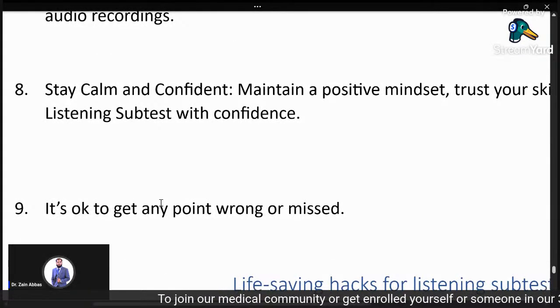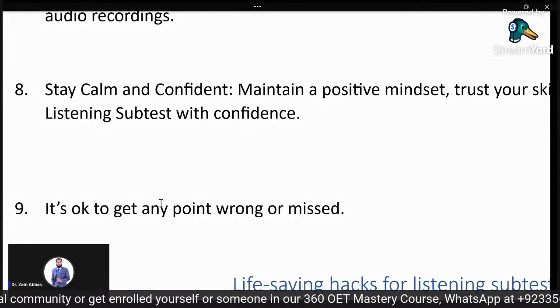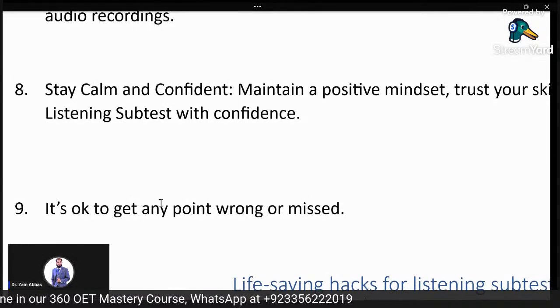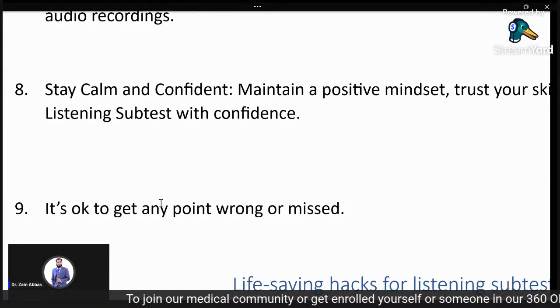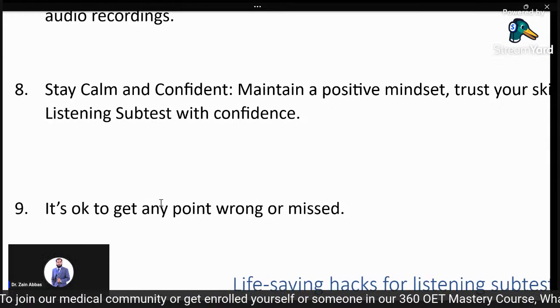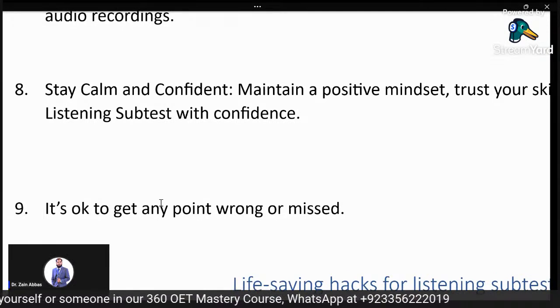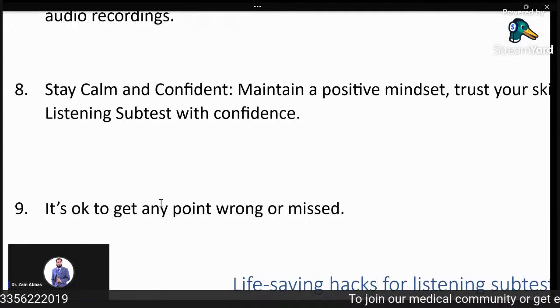The next important point is it's okay to miss a point or get it wrong. If you miss a point, please don't think about it too much. Just let it go. This is the trick, because if you keep thinking about that point, or you are concentrating on the previous area, you will miss many more points. Missing some points is like collateral damage, and you need to lessen the damage by just letting it go.